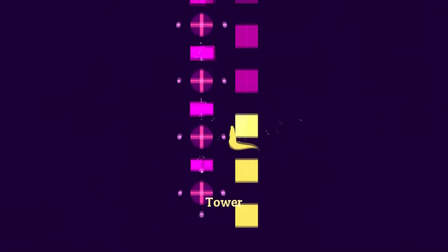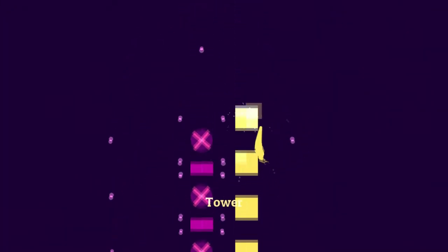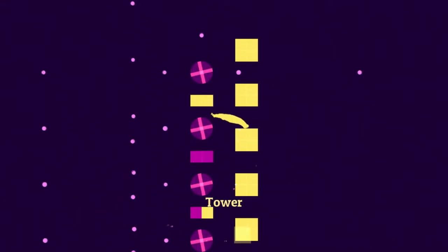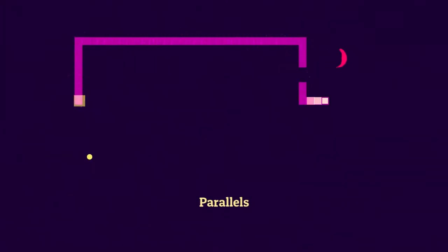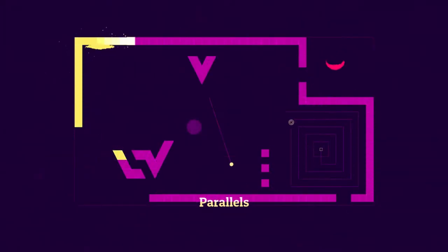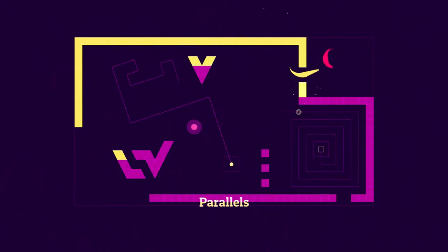Tower. Okay. Ooh, god. Very close to projectiles over there. Let's try and avoid those. Slow it down. There we go. Parallels. Alrighty. Let's merge the ghost body together, and we'll stay on the safe side for the time being. Ah, no. There is a containment field. Okay.